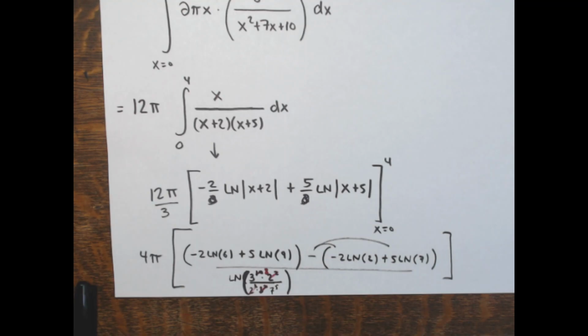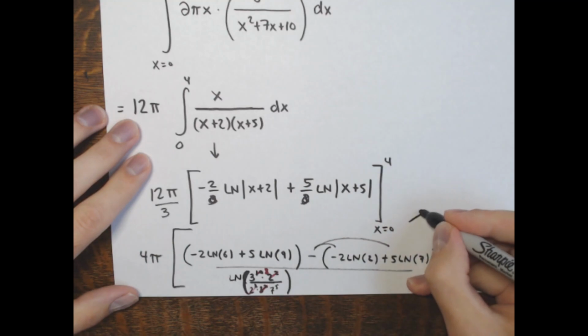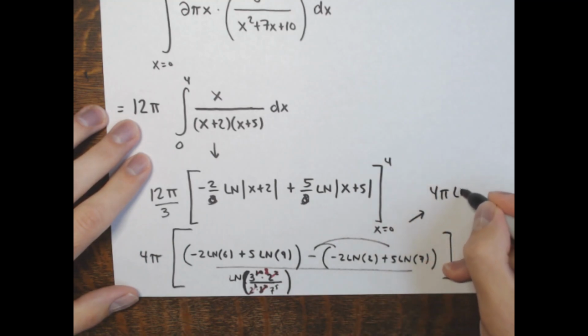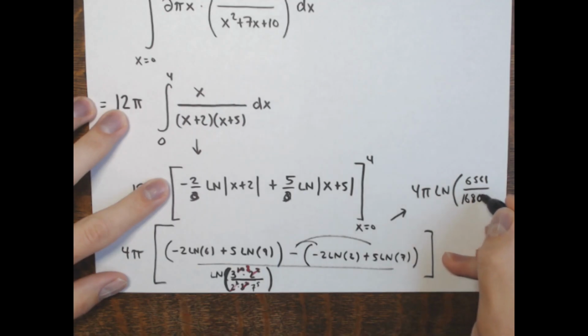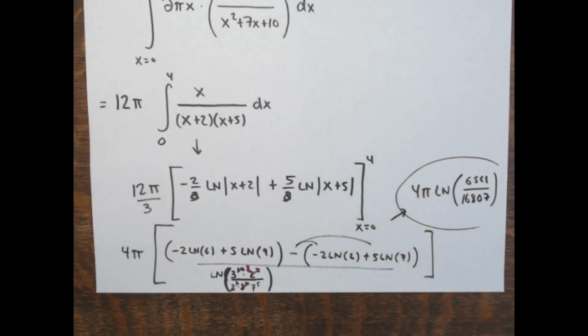I'm just going to do this on a calculator. 3 to the 8th power is 6,561, and 7 to the 5th power is 16,807. So all this together is 4 pi times the natural log of 6,561 in the numerator and 16,807 in the denominator. This is what I'll type, and that's the volume in cubic units of the solid created.